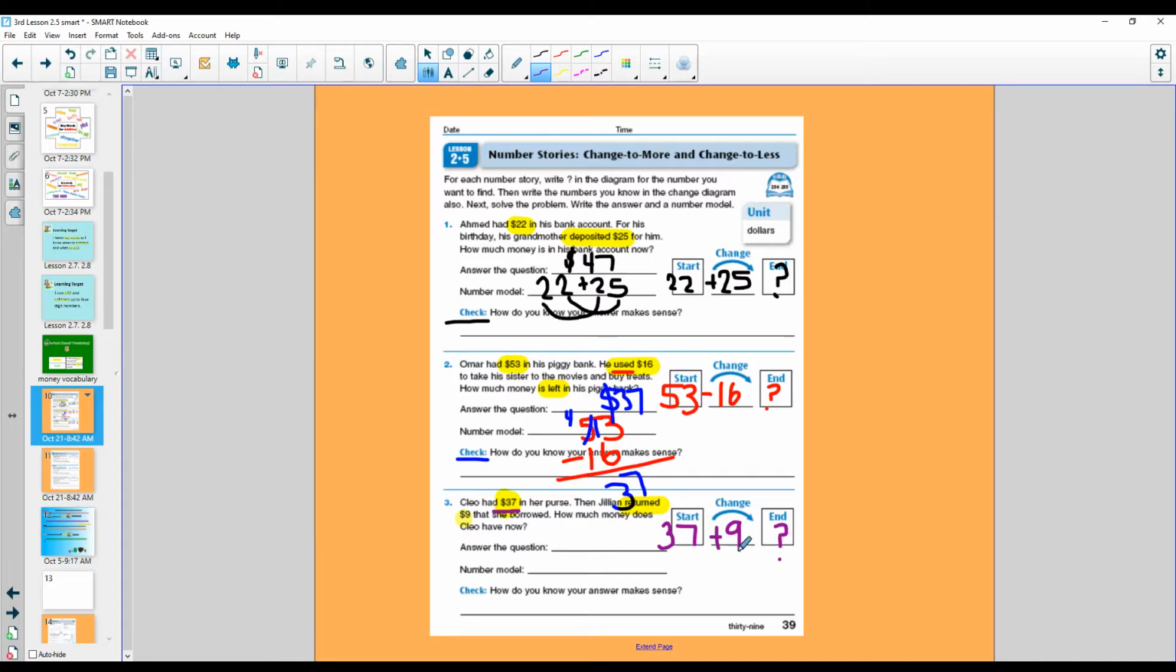For this one, I'm going to do it in my head because I know 37 plus 10. I know this is only 9, but I know how to count by tens. So my number model is 37 plus 9. I'm going to do 37 plus 10 and then just take away 1. 37 plus 10 gives me 47. So my answer here is 46 because I have to take away 1, since 9 is 1 less. 46. Does it make sense that she's getting more money when somebody gives her money back?